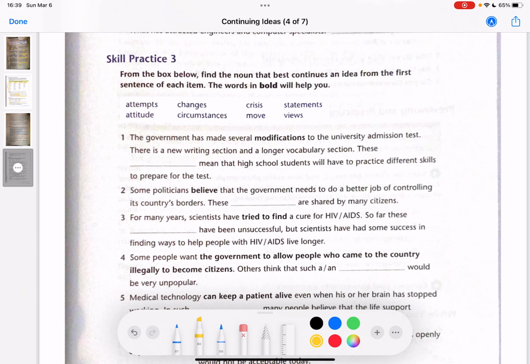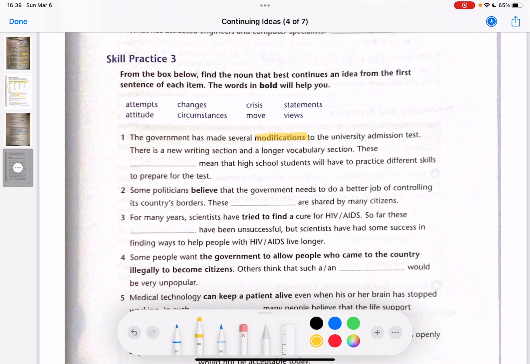So I just want to do one together with you, and then you'll have the rest on your own. So the word that I'm looking for in number 1 is modifications. The government has made several modifications to the university admission test. There's a new writing section and a longer vocabulary section. These blank mean that school students will have to practice different skills to prepare for the test.